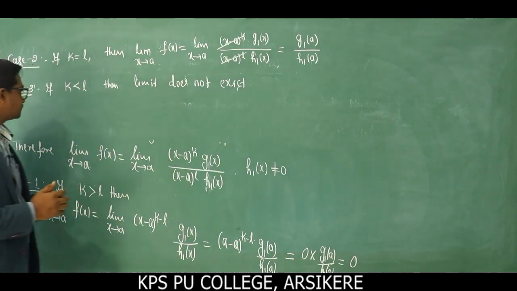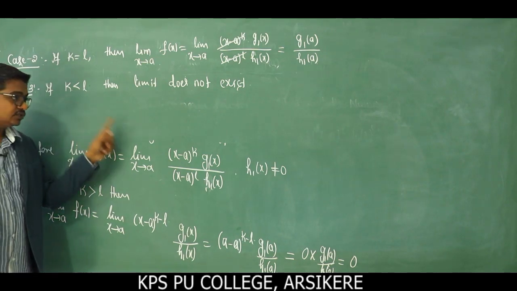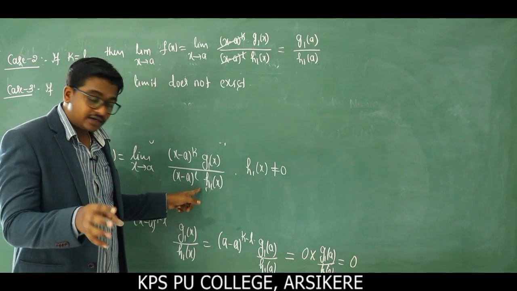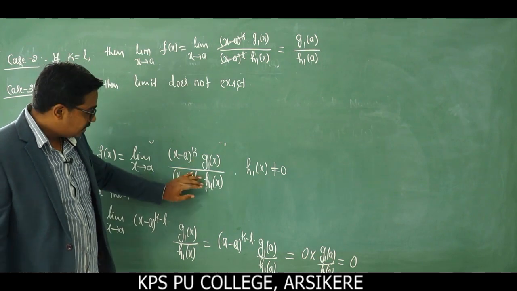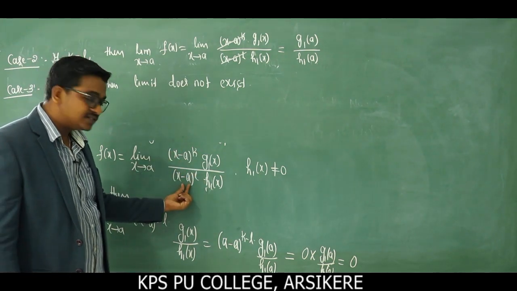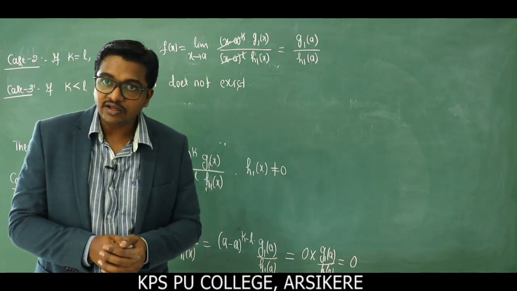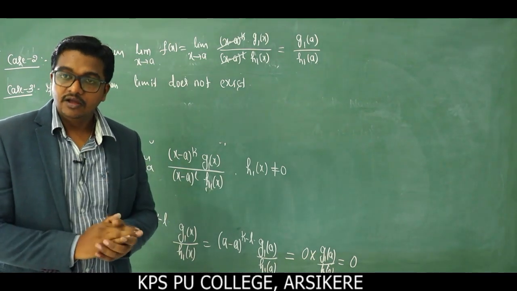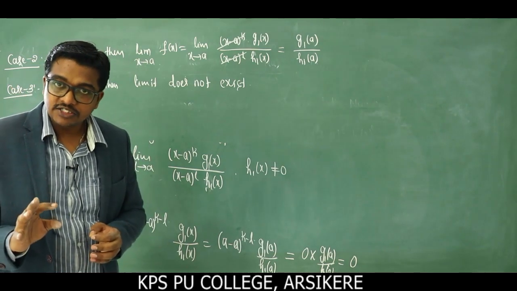And the third one, if k is less than a, k is less than a means the denominator has the highest repeated factor than the numerator. In that case the denominator becomes 0. Anything divided by 0 we get infinity. Infinity is not a definite value, that's why the limit does not exist. Limit exists means here the value must be finite. The value must be finite.